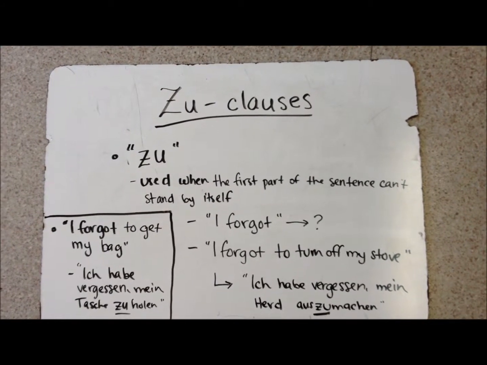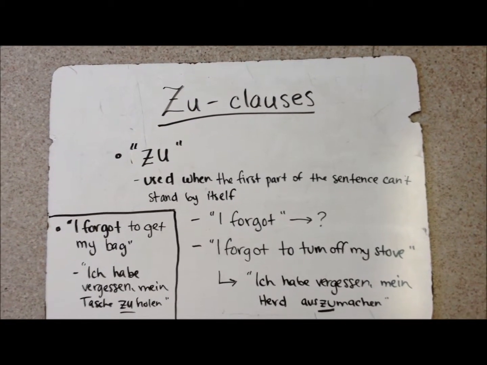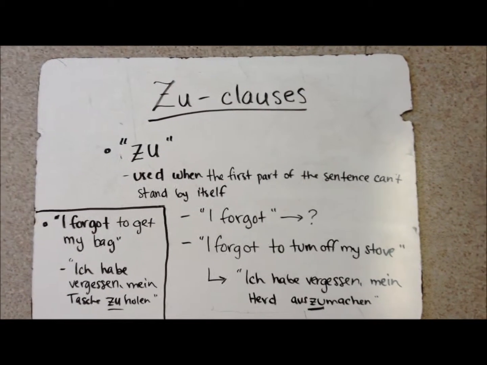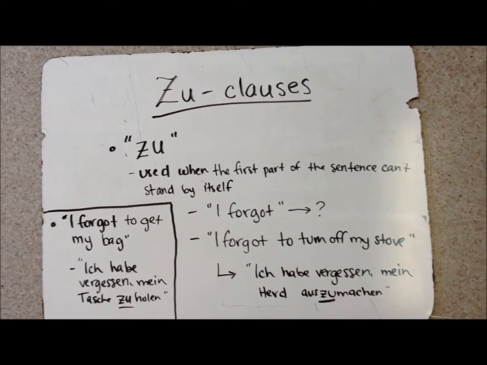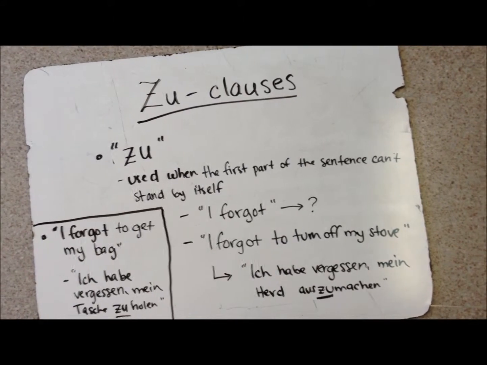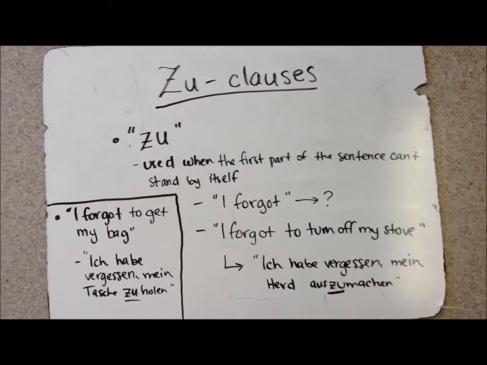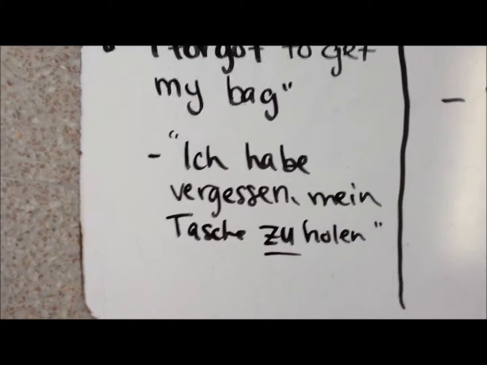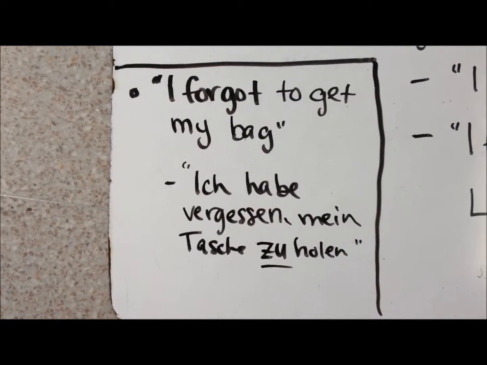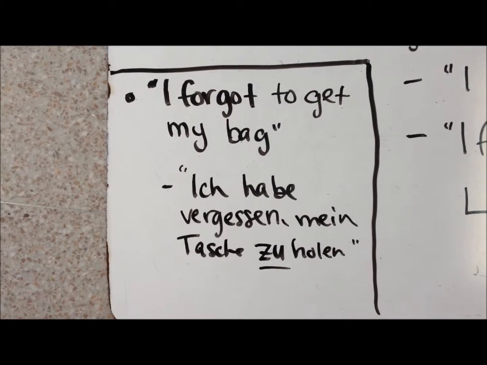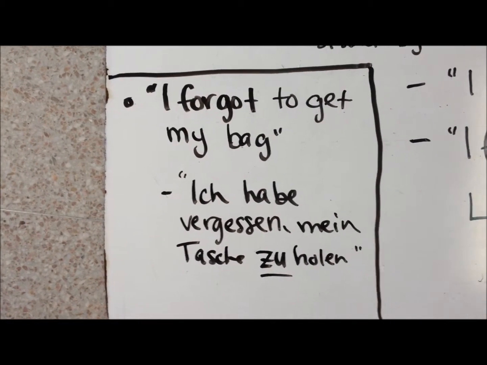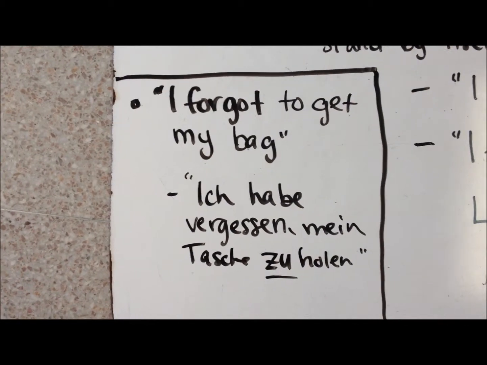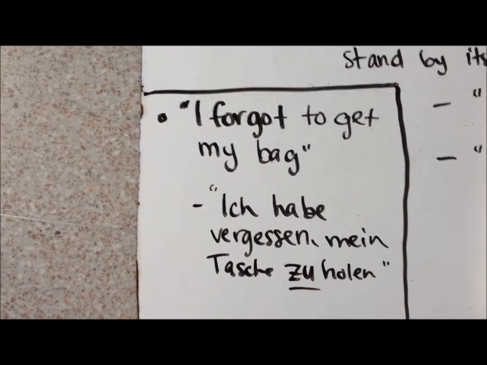So now we're moving on to the second part of the video, which is when you use zu. Zu is used when the first part of the sentence can't stand by itself. For example, "I forgot to get my bag." You can't just say, "I forgot," because that doesn't make sense. So you use zu to connect the pieces. So you say, "Ich habe vergessen, meine Tasche zu holen." Meine Tasche, sorry.